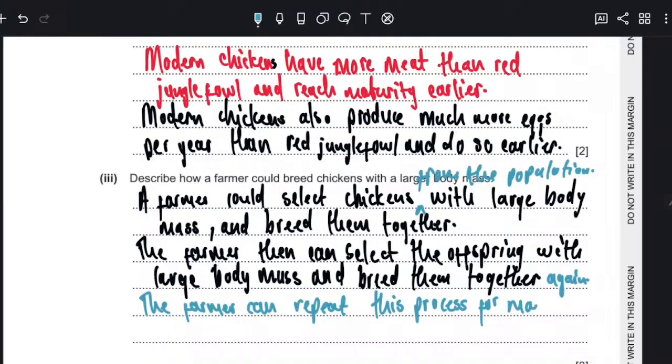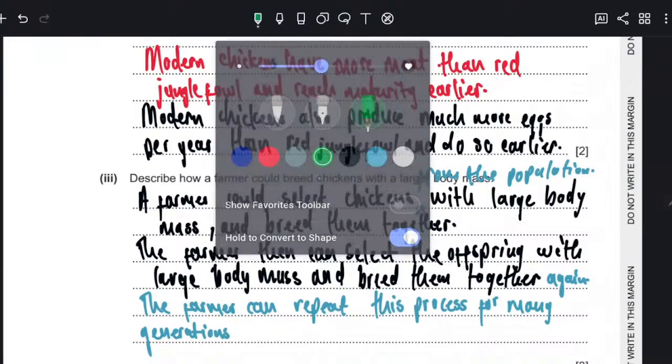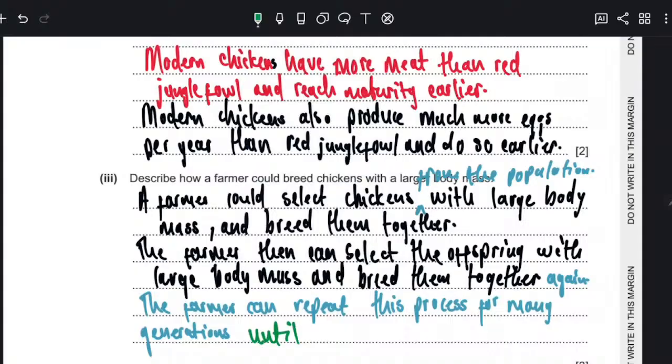For many generations. What did we say yesterday? We said until what? Is there anyone who remembers the key statement I told you yesterday about selective breeding? Huh? Students? I said you keep doing selective breeding until what? Do you remember? Look at your notes.